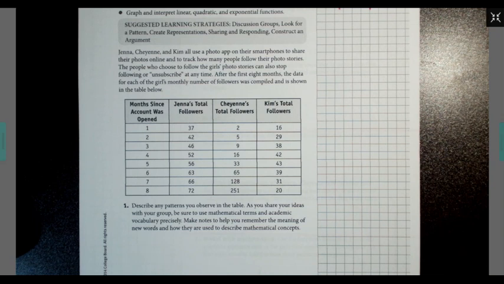Describe any patterns you observe in the table. As you share your ideas with your group, be sure to use mathematical terms and academic vocabulary. Precisely. Make notes to help you remember the meaning of new words and how they can be used to describe mathematical concepts.